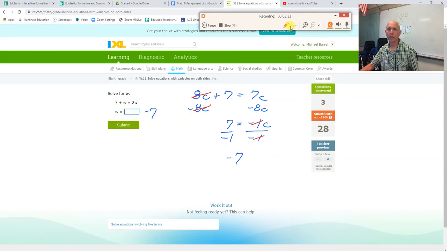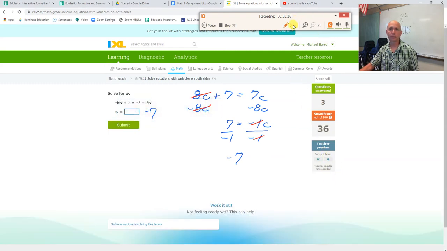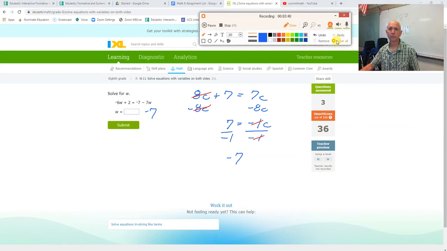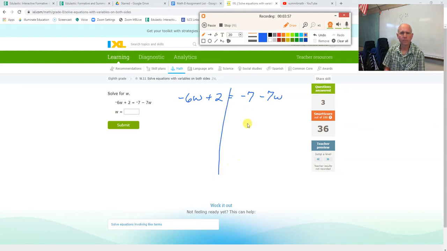Cool, let's jump a level and see what happens. Jumping to 36. Okay. So after we move the variable, it will be left with the two-step equation. So negative 6w plus 2 equals negative 7 minus 7w, drawing the wall.